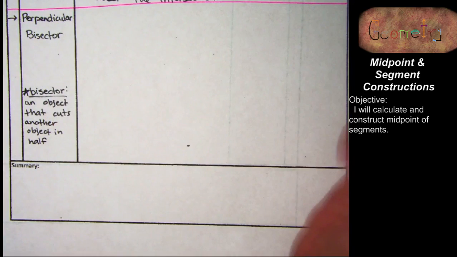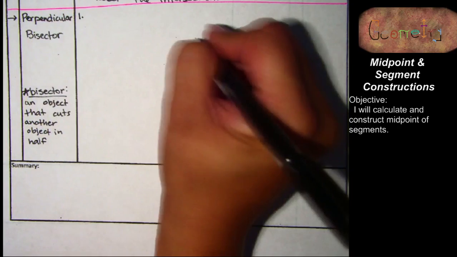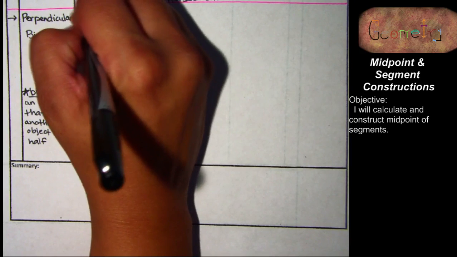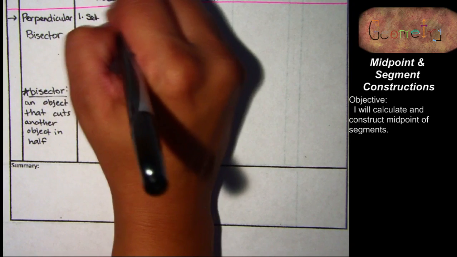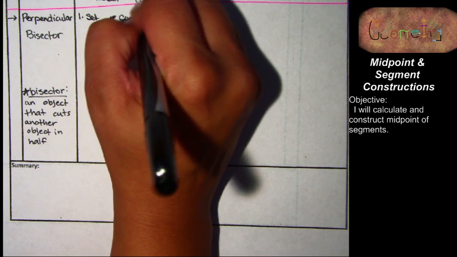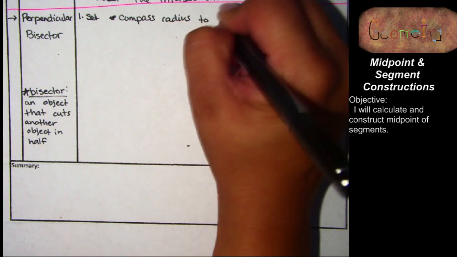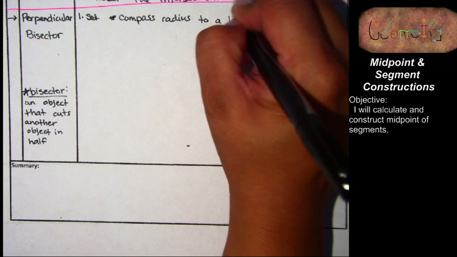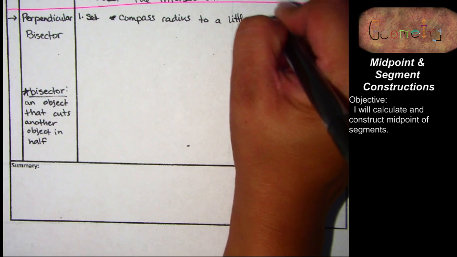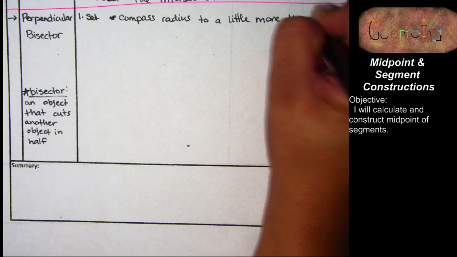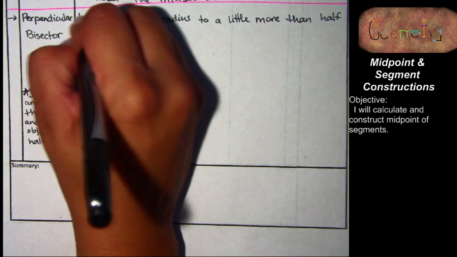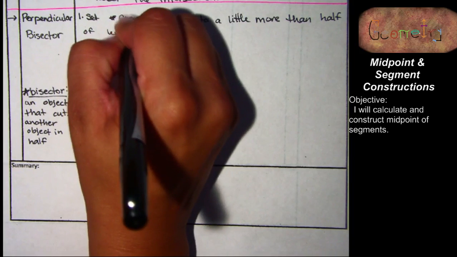All right, let's give you the list of instructions on how to be your very own perpendicular bisector. Step number 1. Set your compass's radius to your best guess of a little more than half of the length of the segment that you are wanting to bisect.